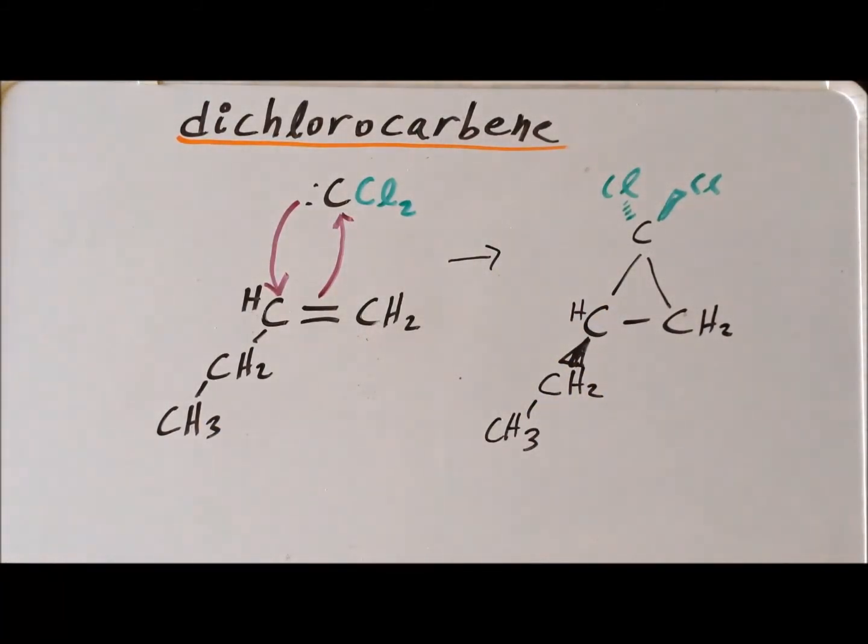So please take a look at the following figures that show computed transition states and the computed ground state structure of our product, which in this case is going to be 1,1-dichloro-2-ethylcyclopropane.